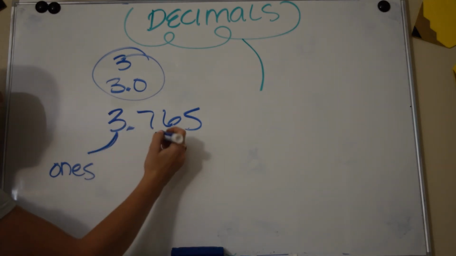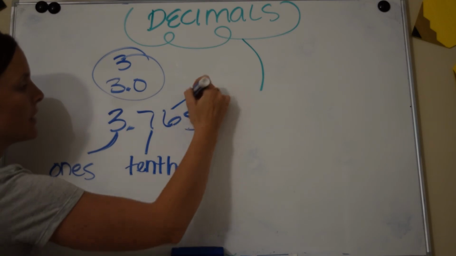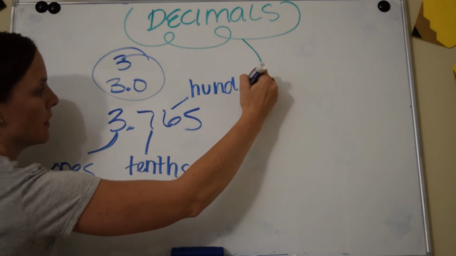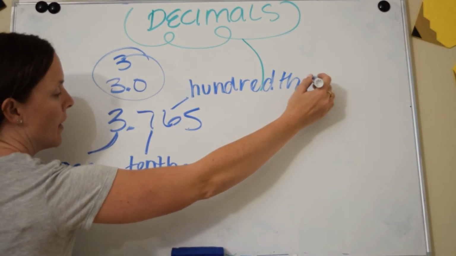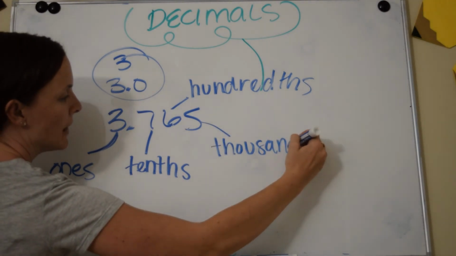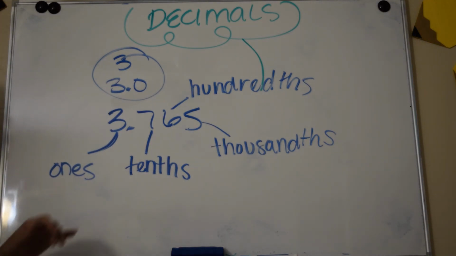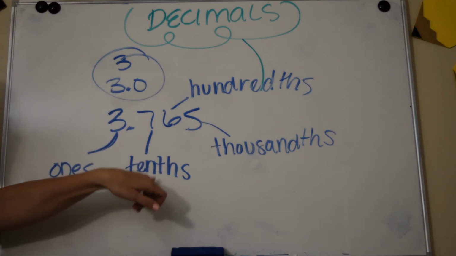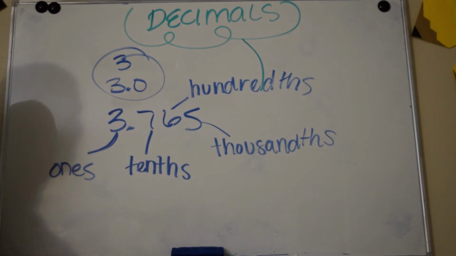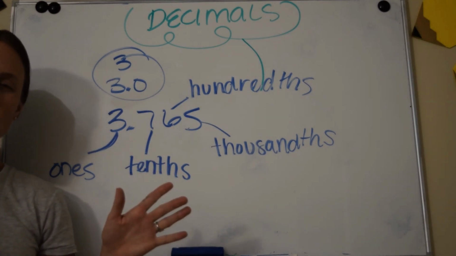But let's go back. This is in the ones place. This is in the tenths. This is in the hundredths. And this 5 is in the thousandths. So I highly recommend, while you're working through this chapter, to have a place value chart out that shows you these place value spots, so that when you're rounding or comparing decimals, you're able to do that. So there's a very quick basic intro to decimals.